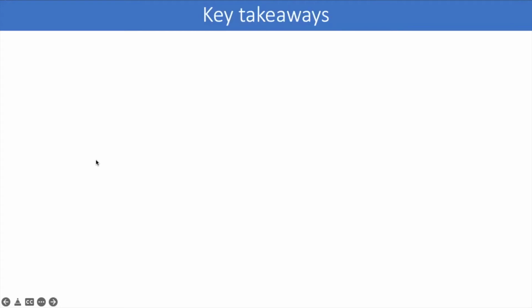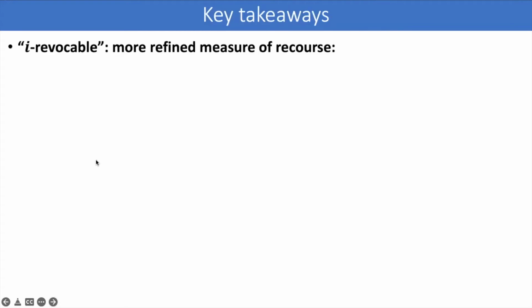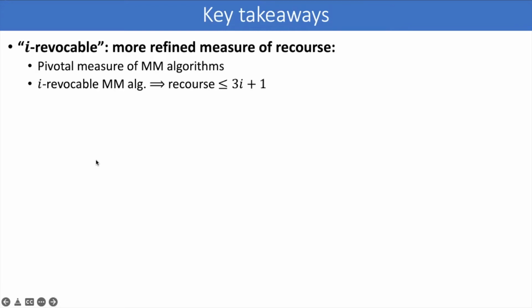The first takeaway message is that revocability is a more refined measure of recourse. In particular, we show that it is a pivotal measure of maximal matching algorithms. We can get an efficient one-revocable algorithm with a constant update time, whereas an irrevocable algorithm requires a linear update time. As I said, this is a more refined measure of recourse. In particular, an i-revocable maximal matching algorithm implies a bound of O of i on its recourse.